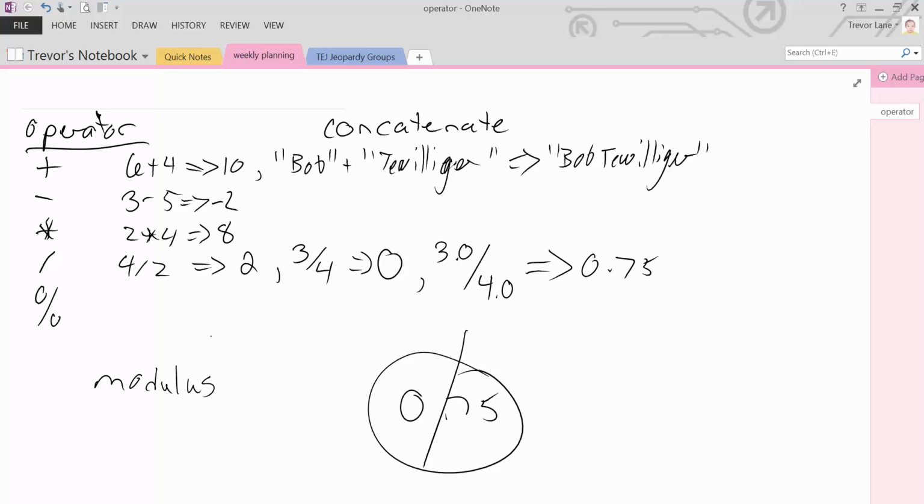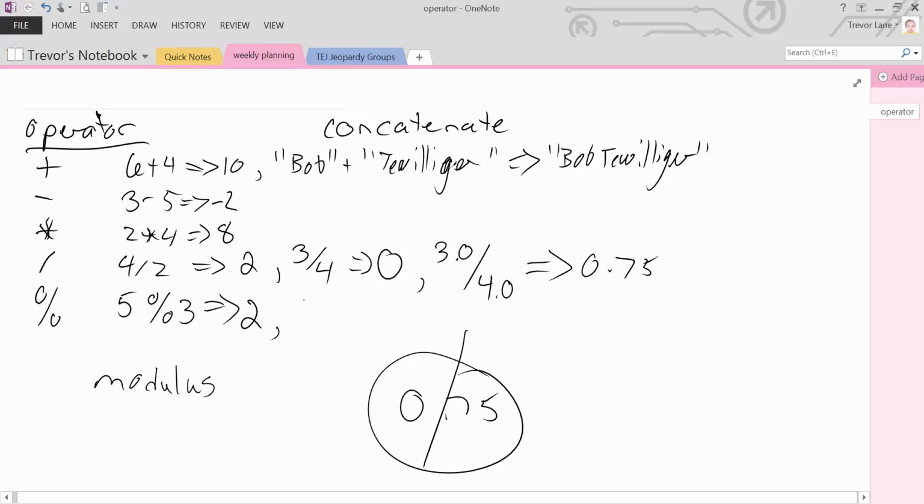So let's say for example you have the term 5 mod 3. What that's going to result in is a value of 2. So let me read to you how this actually works. It's saying, how many times does 3 go evenly into 5, and what's the remainder? So 3 goes evenly into 5 exactly once. And what's left of the 5? 2. So the result of 5 mod 3 is 2.